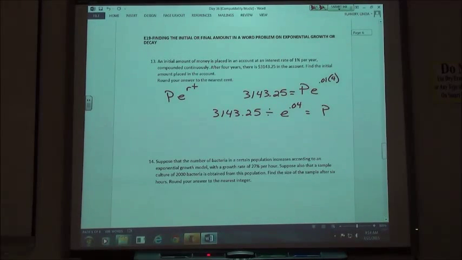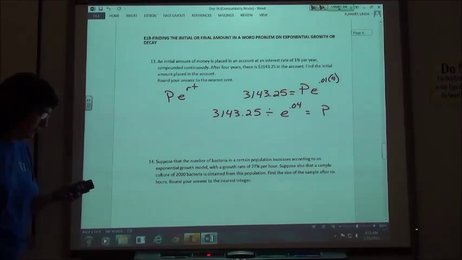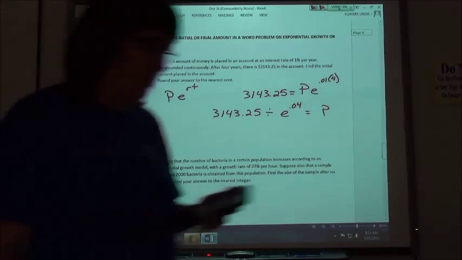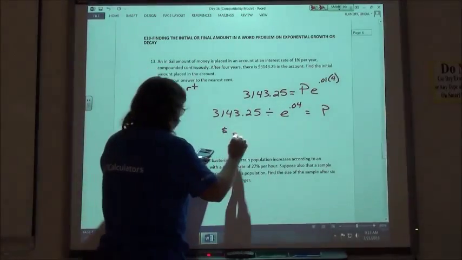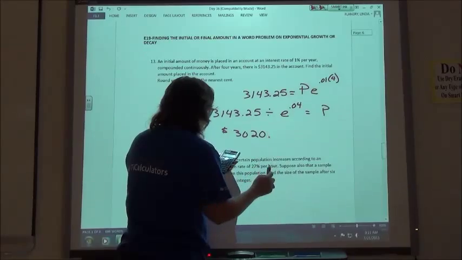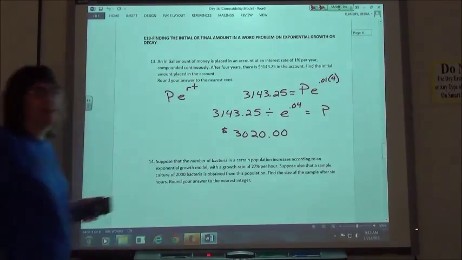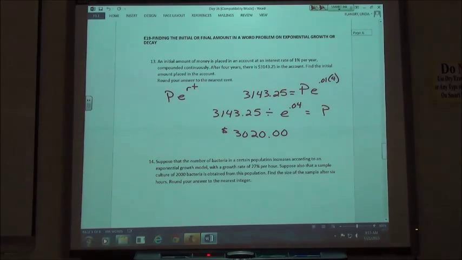So we are going to take $3,143.25 divided by shift, natural log to get the e, and then in parentheses behind that, we're going to put the 0.04. So we have 3,020, and since it says round to the nearest cent, even though it's 0 cents, I'm going to put it there so they know that I did round it to the correct spot.